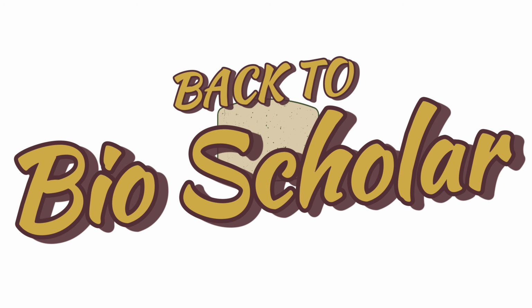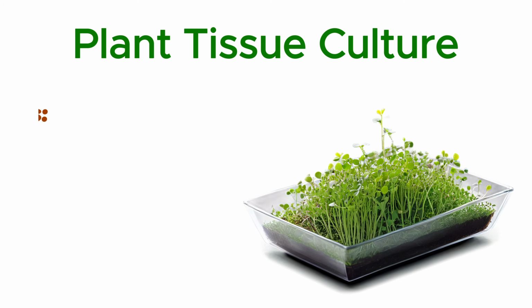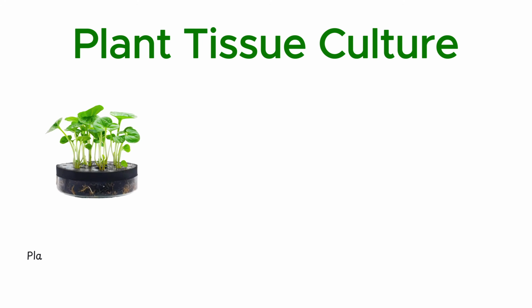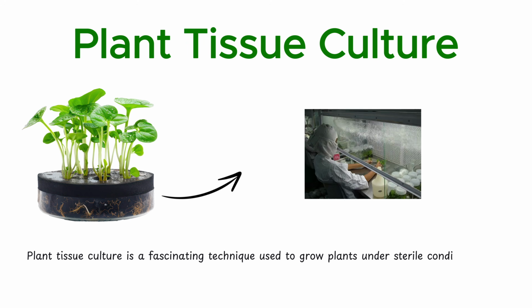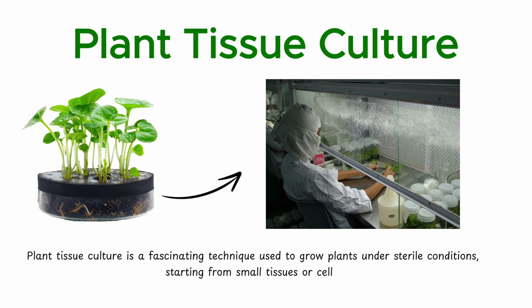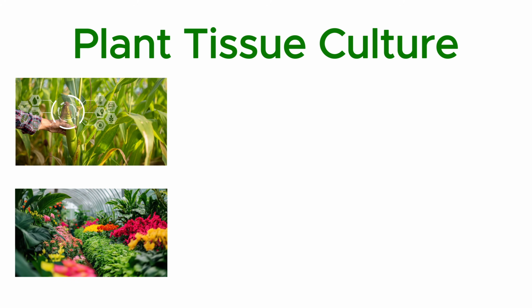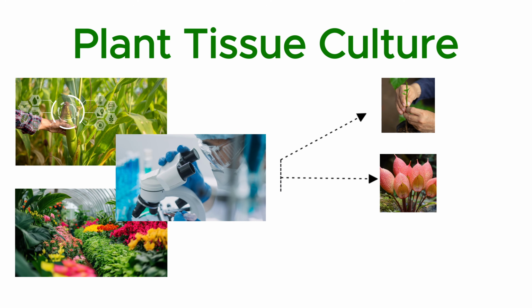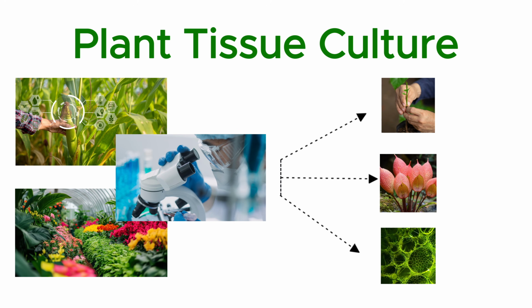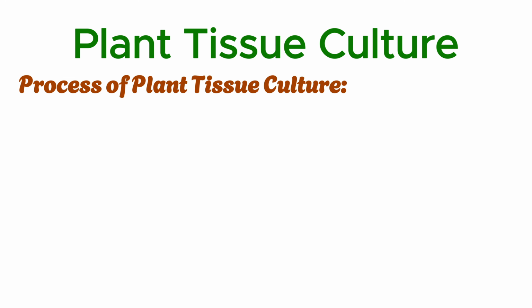Welcome back to BioScholar. Let's talk about plant tissue culture and its types. Plant tissue culture is a fascinating technique used to grow plants under sterile conditions, starting from small tissues or cells. This method plays a vital role in agriculture, horticulture, and research, helping to propagate plants, conserve rare species, and study plant biology. Here's how the process works.